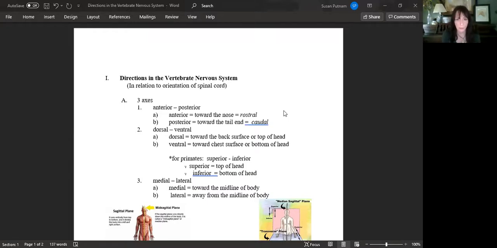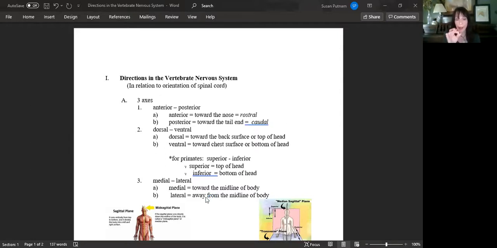And I will make sure that I bring those terms back in when we're describing different aspects of the nervous system. For primates, very often, instead of hearing dorsal and ventral, you will hear superior, which is the top of the head, and inferior, which is the bottom of the head. Okay, so keep those terms kind of straight in your mind.